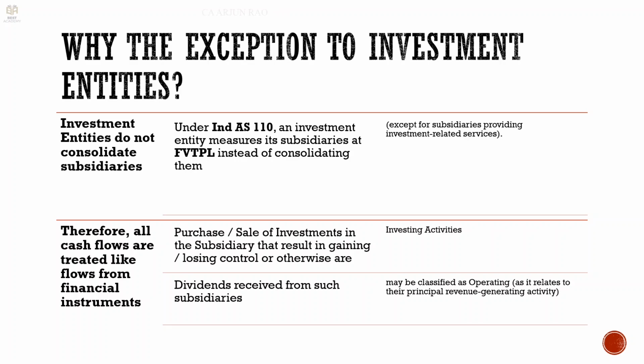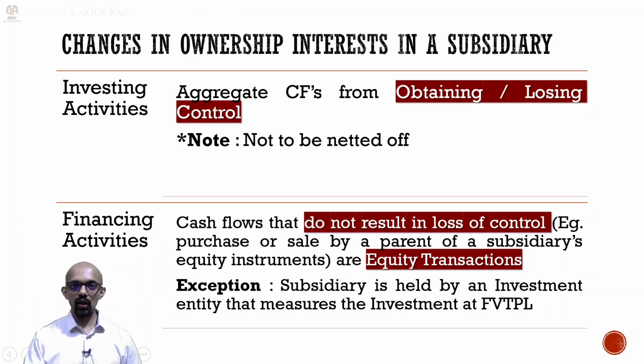But the simple rule is, for investment entities, everything is treated as investing activity, right? For other entities, there is a distinction made. If it results in gaining or losing control, it is investing, otherwise it is financing. But for investment entities that measure its investment at fair value through P&L, everything will be investing activities only. Optionally, dividend received can be operating.